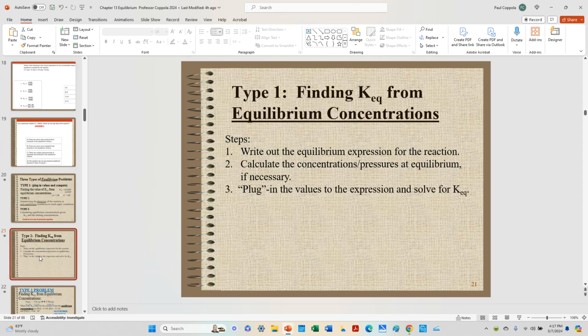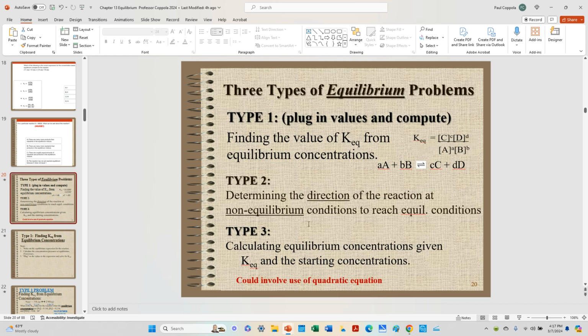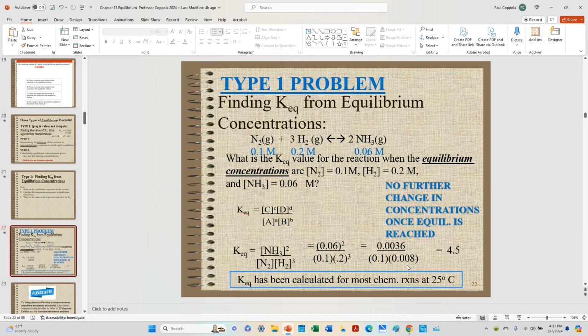Okay. Now, there are three types of problems. One is the plug and chug, where you're given the concentrations at equilibrium and just plug them in. The second type, you have to determine which way it will move to reach equilibrium. And the third type, what are the equilibrium concentrations if you're given the equilibrium constant and the starting concentrations? That's the most fun, at least for me, but it's more complicated. Okay, so let's look at a plug and chug that we worked out.